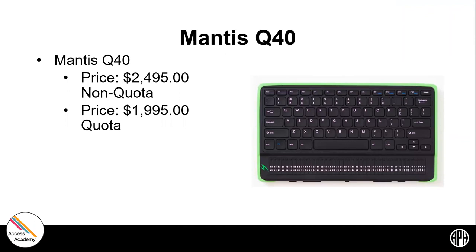I mean, we've given you the basic information, but just so you're aware, the Mantis Q40 obviously has those 40 Braille cells. There you see the comparison chart Betsy Jens just put up there for you. It's another great way to go through and understand how all these compare. But the Mantis Q40 price is $2,495 for the non-quota price, $1,995 on quota. You do get that QWERTY keyboard and the 40 Braille cells.